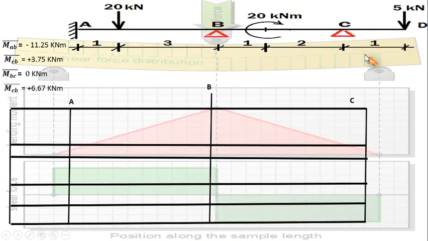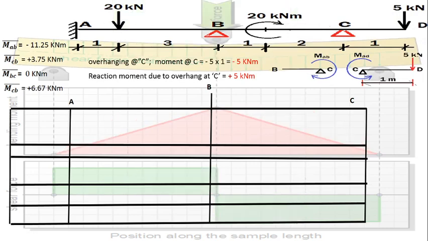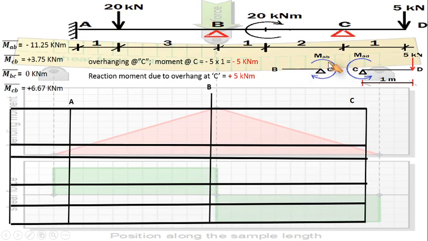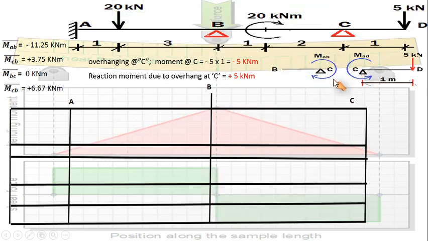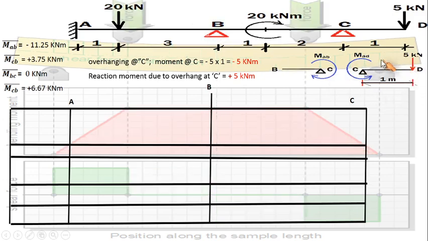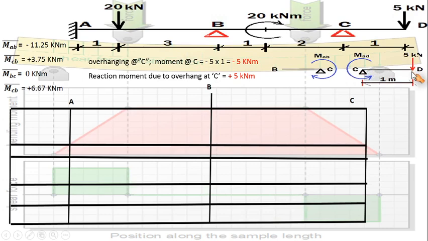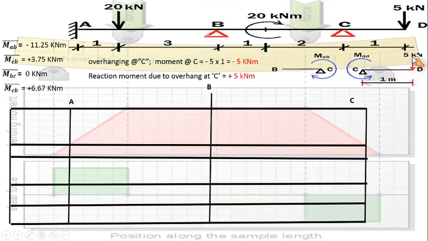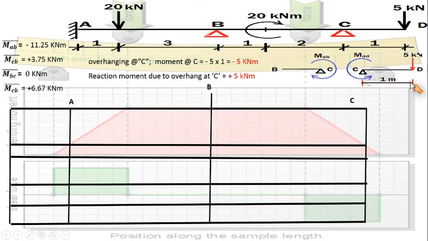So let us draw a free body diagram of that particular joint C. Here you can see CD and CB are the two members which are meeting about this particular point C. Now focusing on the right hand part of this figure, that is the CD member, if I take a moment about point C, what is the action? Action is force into perpendicular distance, that is 5 into 1.